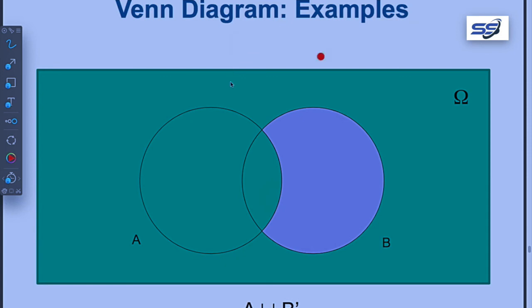Venn diagram example. Here the green rectangular box is the universal set omega, the first circle is denoted as A, the second circle is denoted as B. Here given A union B complement means only B, leaving A completely and only B. It means the not colored part, gray color, is only B, or we can also say A union B complement.